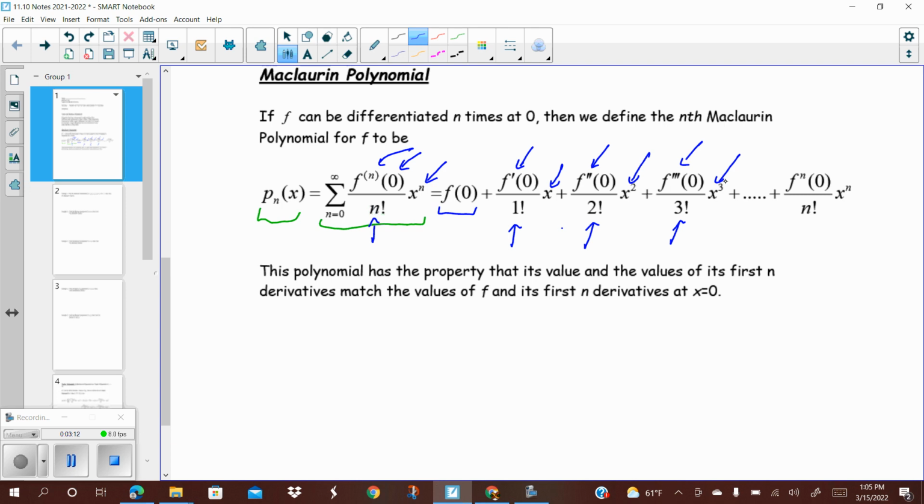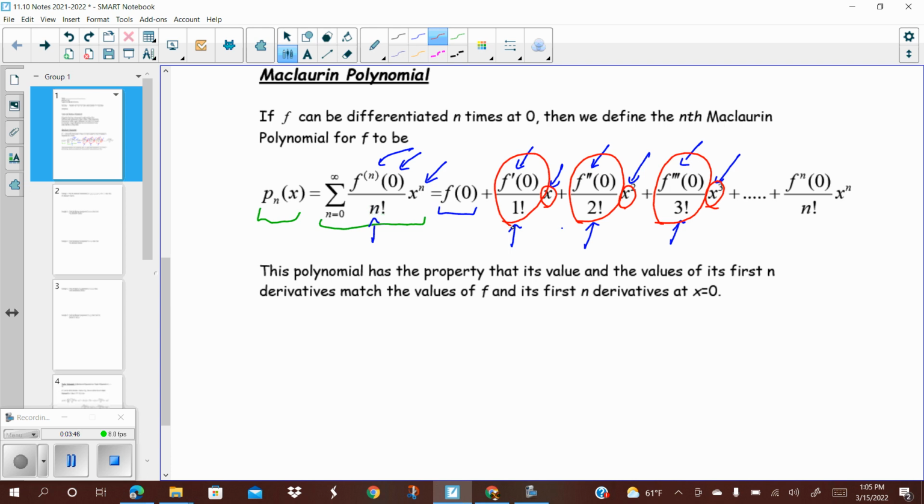So the polynomial has a property that its value and the values of its first n derivatives match the values of f and its first n derivatives at x equals 0. In other words, all those values are the same. The derivative, the factorial, the power are all going to be the same. And these are all polynomials, because if you look, this is x squared, this is x cubed, and so on, x to the fourth, and so on. All of these numbers are just going to be actual numbers. Those are coefficients, like those C values that we talked about in the previous lesson, how the coefficients can change.